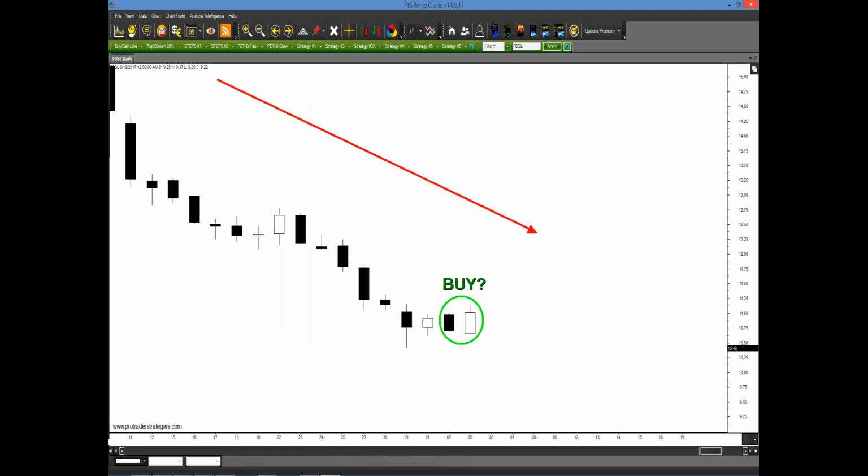But is it? Here's the beauty of applying the PET D. Once you apply the PET D, we'll see what the color of bar number 2 is. And as you can see, bar number 2 is colored red. The engulfing bar is colored red. Now, not only is that bar colored red, all of the bars have been red. So this is in a downtrend.